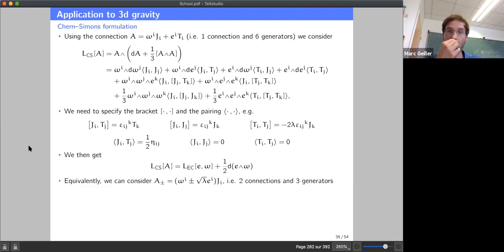Just as a remark, because sometimes this is a source of confusion in the literature, I just want to point out that equivalently, we could have made just a slightly different choice.